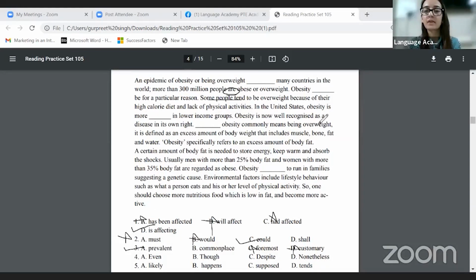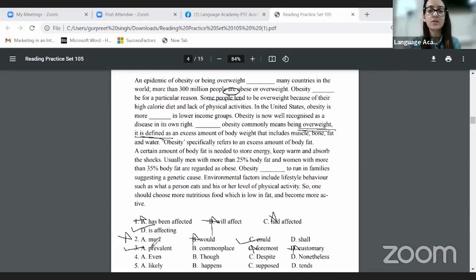Obesity is now well recognized as a disease in its own right. Dash obesity means being overweight. It is defined as an excess amount of body weight that includes muscle, bone, fat, and water. Okay, so there are two parts in this sentence, one part here and the other starts from here. And there are two different meanings. One is common meaning of obesity is overweight, but the technical definition is this. So there is a contrast.